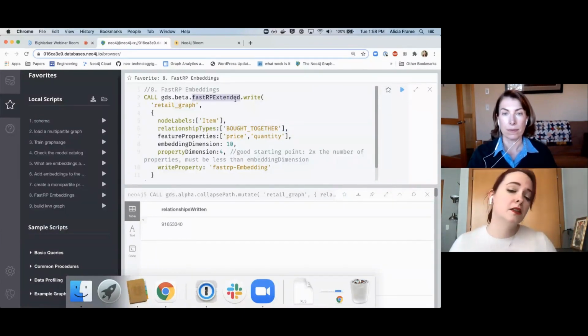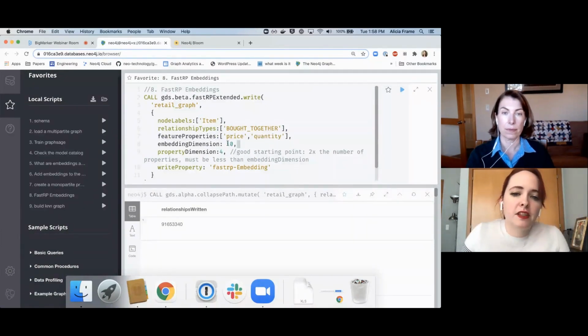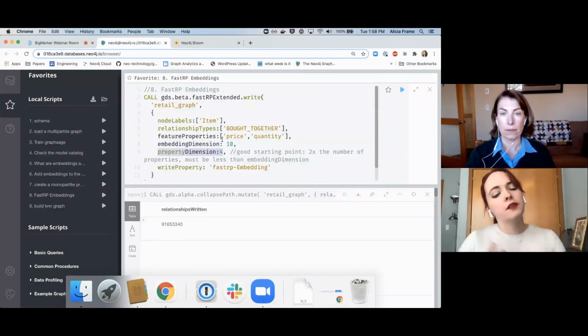FastRP doesn't use properties, but FastRP extended lets you use properties. So I'm going to tell it, actually, I want to use price and quantity. And I want each embedding to have 10 numbers. And I'm going to tell it my property dimension is 4. This is another thing that if you were doing this in the real world, you would tune. But a good starting point is 2 times the number of properties, and it has to be less than your embedding dimension. So I have 2 properties, price and quantity. 2 times 2 is 4. That's less than 10. I'm good to go.